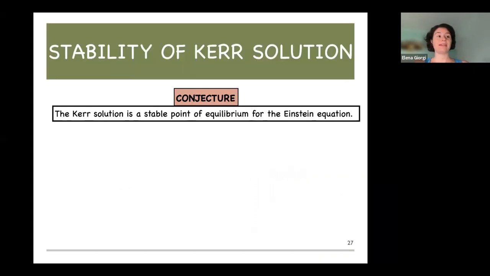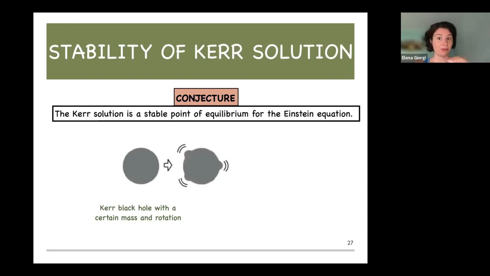And we can now formulate one important conjecture in general relativity, which is the stability of the Kerr solution. That says that the Kerr black hole is a stable point of equilibrium for the Einstein equation. So this means that if a Kerr black hole with a certain mass and rotation gets perturbed, then just like the pendulum downward, after some time it will go back to being a Kerr black hole with possibly a different mass and rotation.